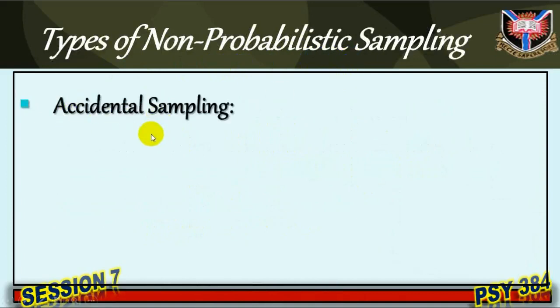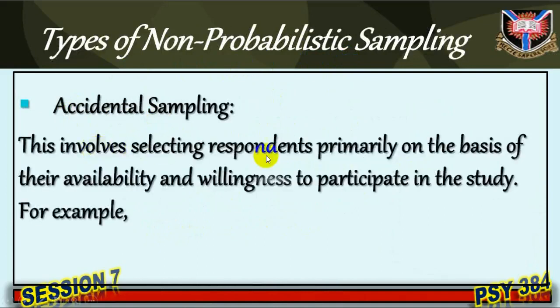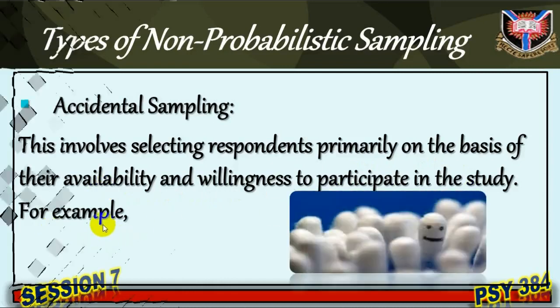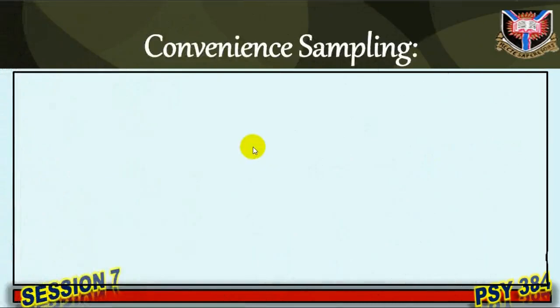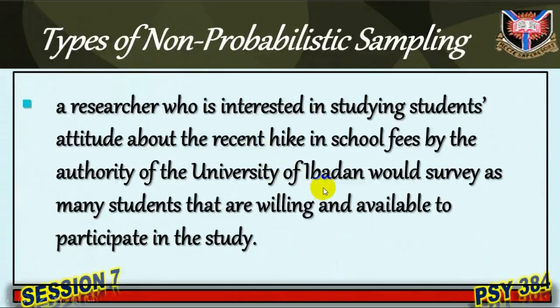Accidental sampling. This involves selecting respondents primarily on the basis of their availability and willingness to participate in the study. A researcher who is interested in studying students' attitude about the recent hike in school fees by the authority of the University of Ibadan will survey as many students that are willing and available to participate in the study.